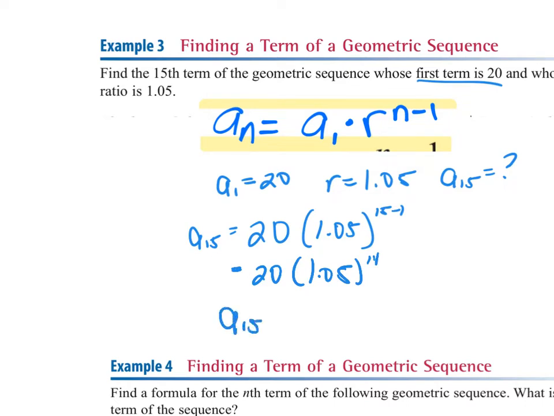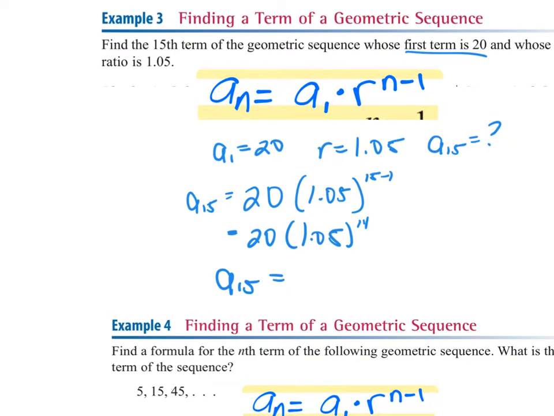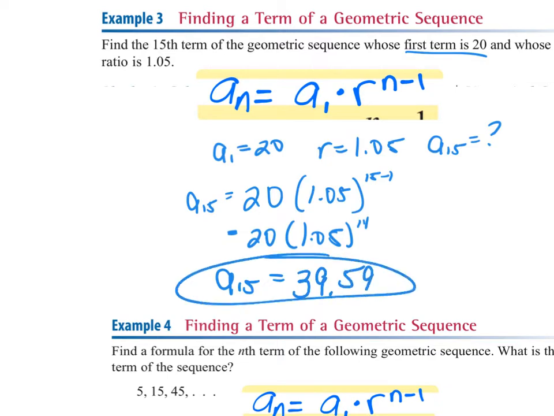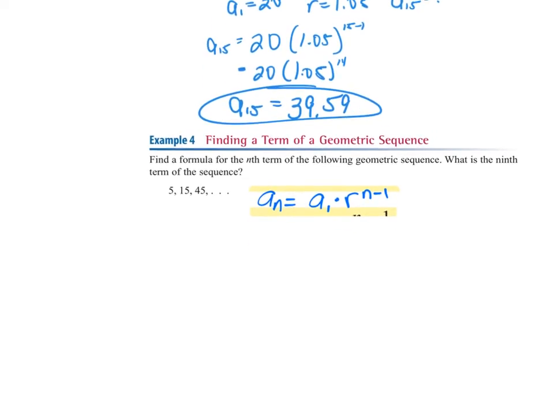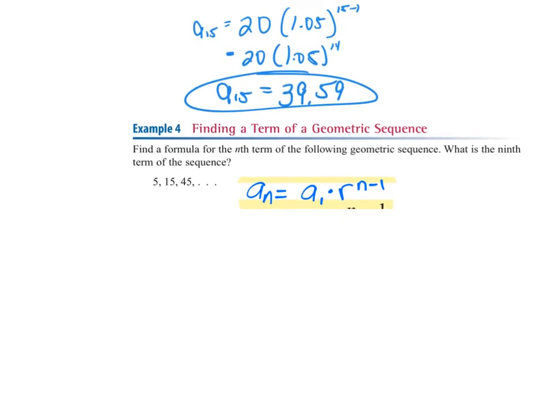So the 15th term is about what? What'd y'all get? Anybody? I don't have my calculator at the moment. Anybody do it? 39.59. Perfect. Questions? We feel okay? I need to get my calculator. Okay. Anybody have questions though? We're all right? Okay. I've redeemed myself. Okay, no problem.